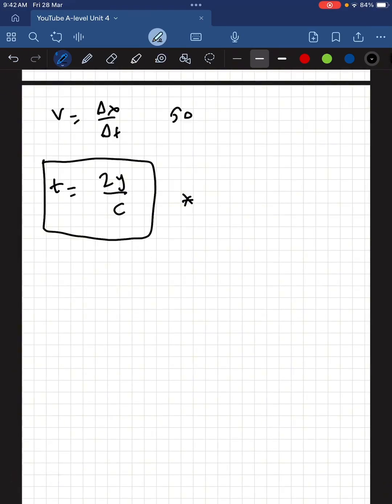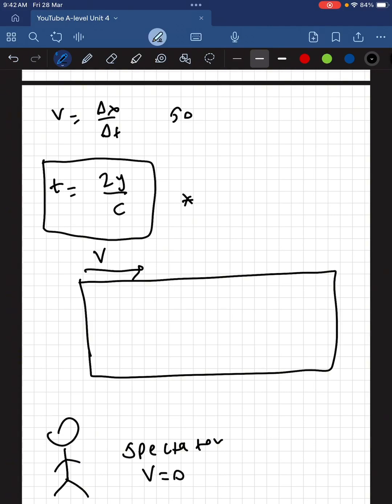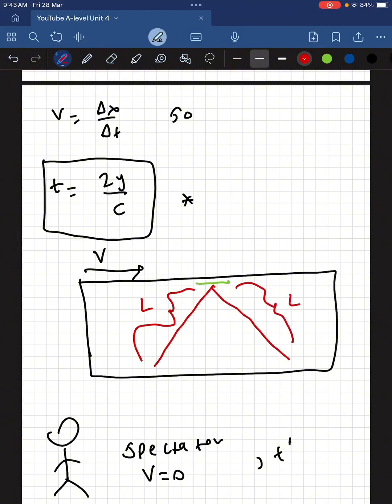Now, at the same time that the passenger is measuring the time needed for the pulse to go up and down, there is a spectator. So let's draw this situation again. Train moves to the right with velocity v, and there is a spectator over here. So spectator, his or her velocity is 0, and they also measure the time needed for the pulse to go up and down. So they measure t prime, which is the time for the pulse to go up and down. But from their point of view, if this is the mirror, since the train travels to the right, they will see this. They will see the pulse traveling diagonally, okay? Let's call this distance L.